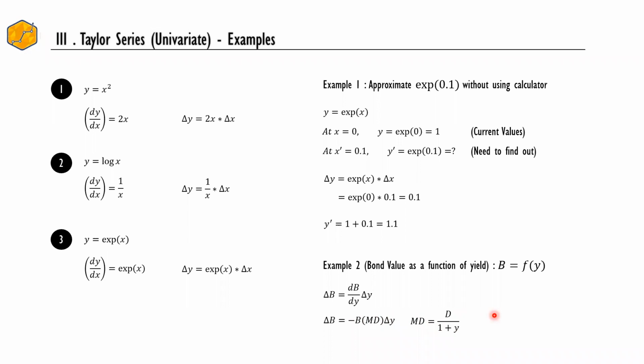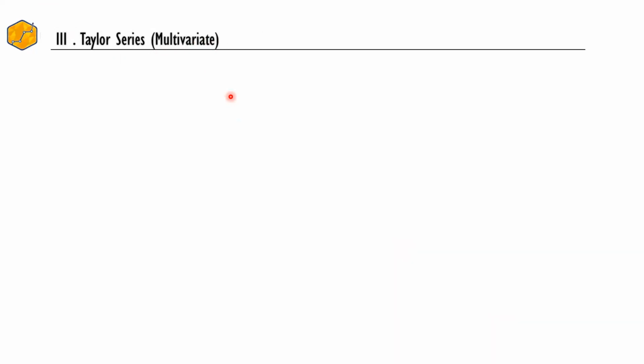All right, so this is one application of Taylor series. I have ignored the second order term. If we include that, it's called convexity, and it will have a delta Y whole square term. But for this session, we are only considering the first order derivatives. So that's Taylor series for univariate. One last thing to do, and then we'll see the application. We almost made it. All right, just bear with me.